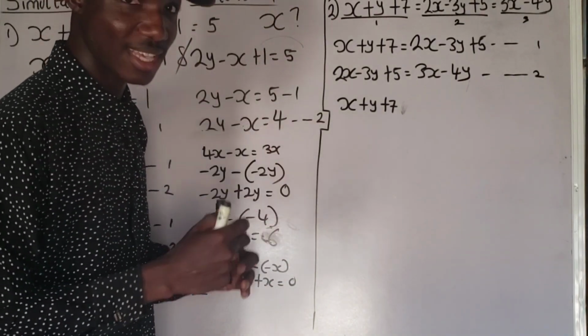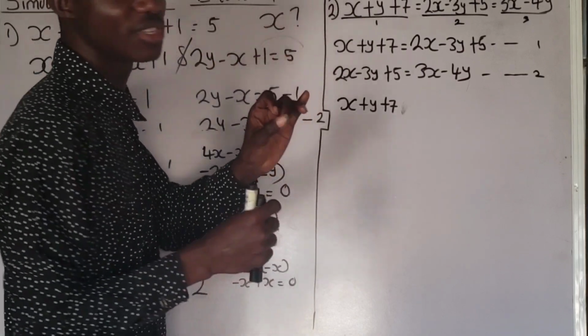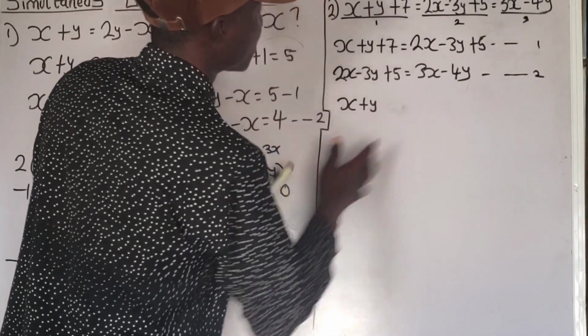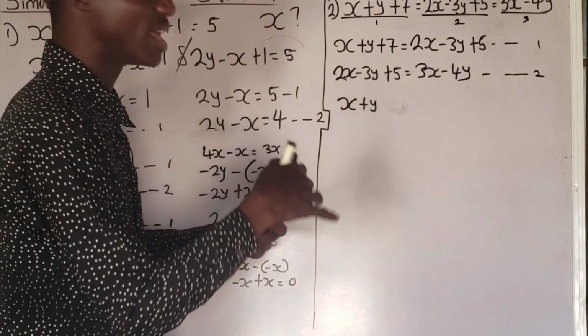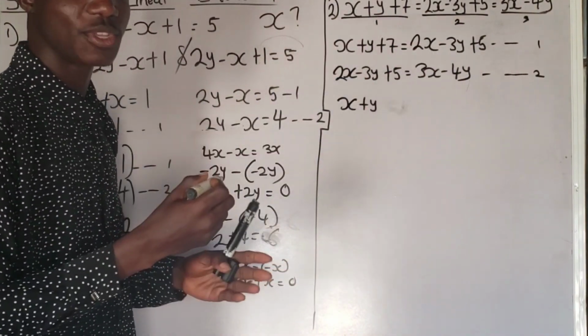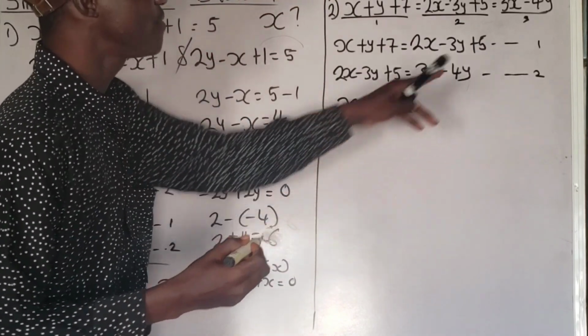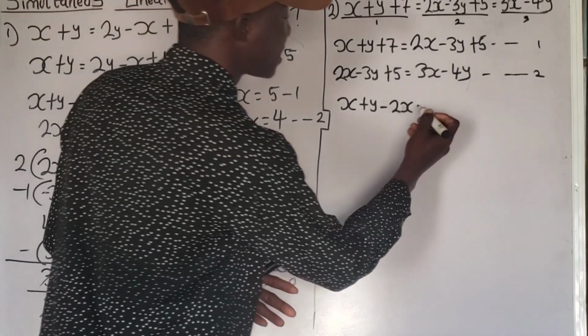I want to collect like terms. The first step is to rearrange the equation. Now, having rearranged the equation, the next step is to collect like terms. If I want to collect like terms, I'm going to move this 2x and negative 3y to the other side of the equation. If 2x is coming to the left-hand side of the equation, I'm going to have negative 2x. And if negative 3y is coming to the other side of the equation, I'm going to have positive 3y.